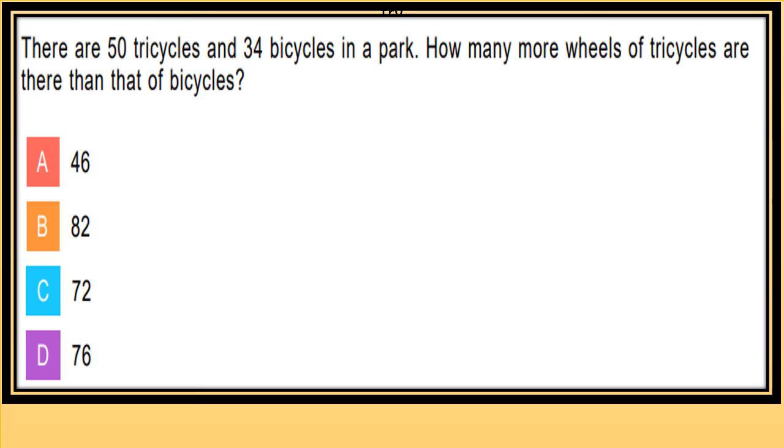So for tricycles we know that there are 3 wheels in one tricycle. So how many wheels for 50 tricycles? Similarly for one bicycle 2 wheels. So how many wheels for 34 bicycles? Calculate that and then find how many more wheels of tricycles than bicycles.